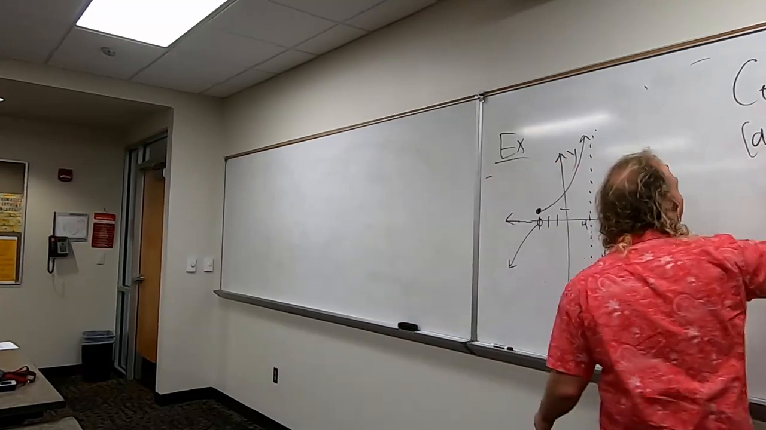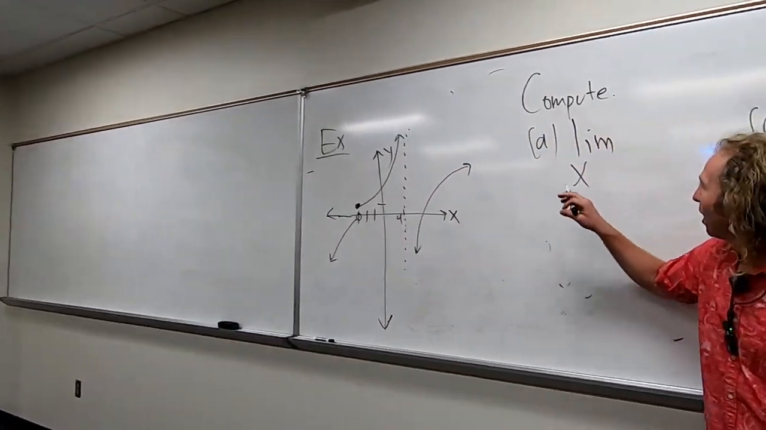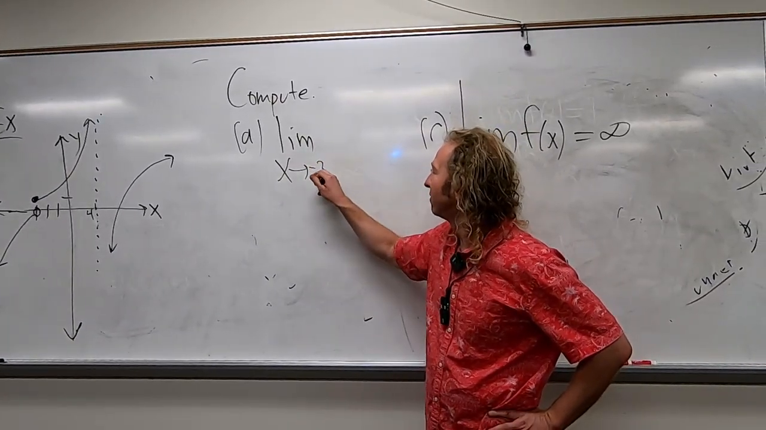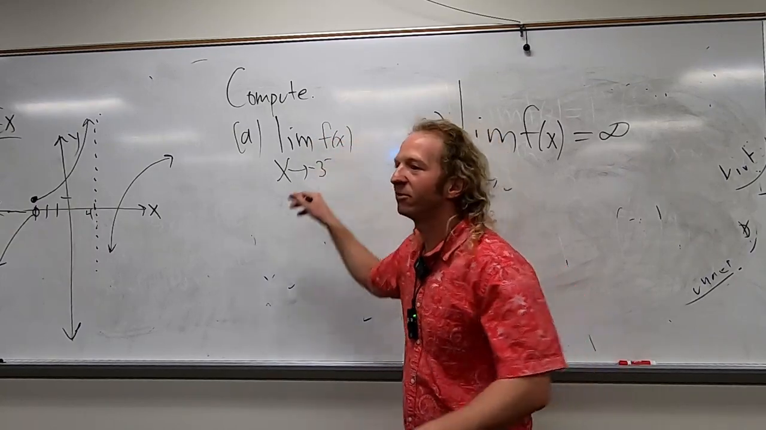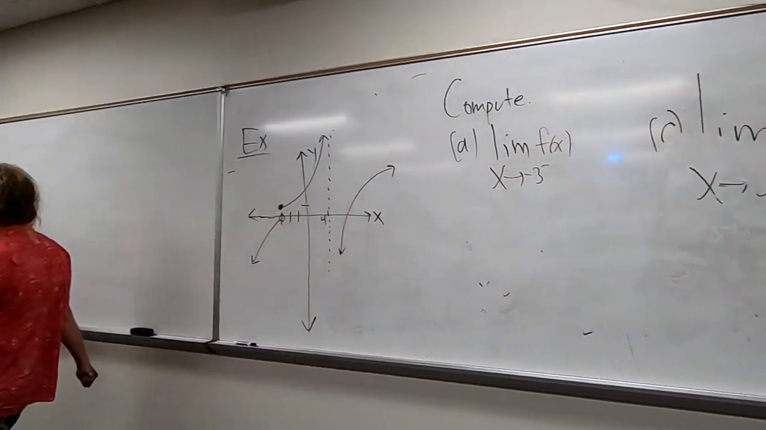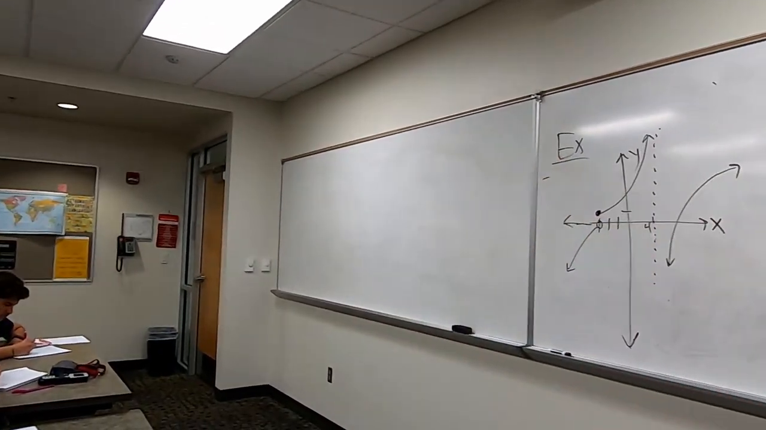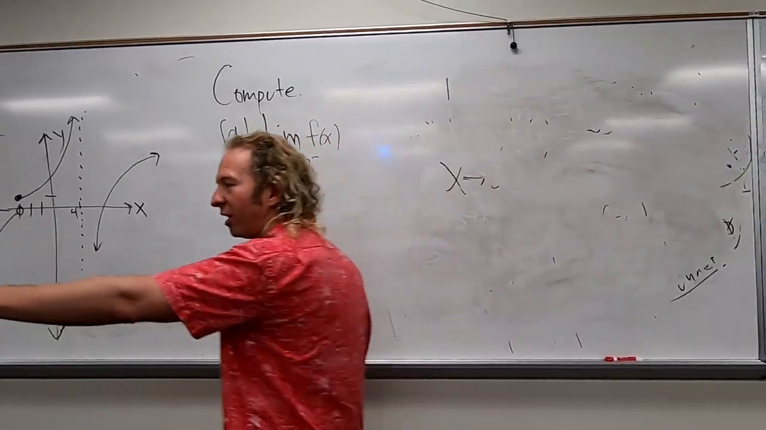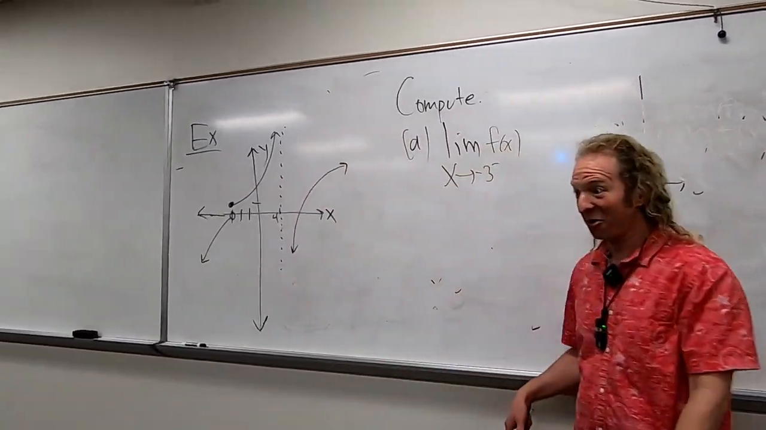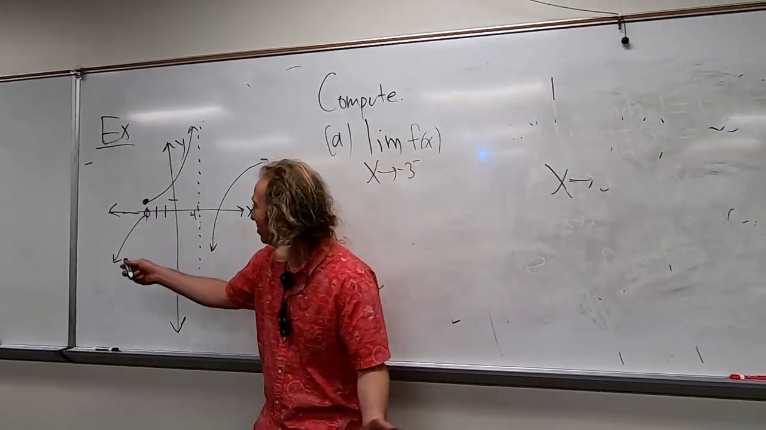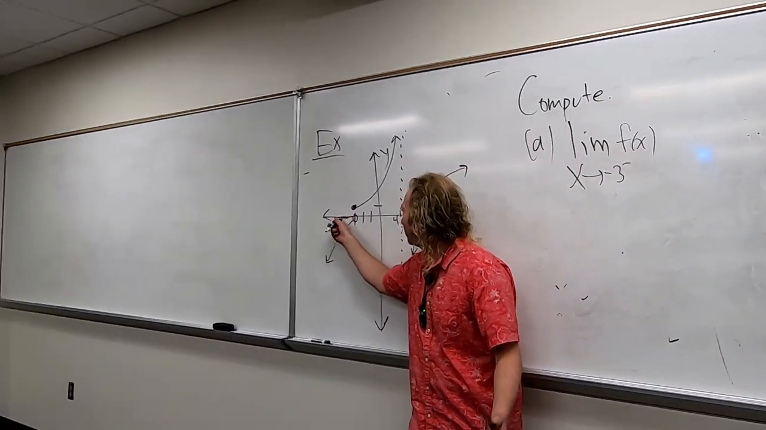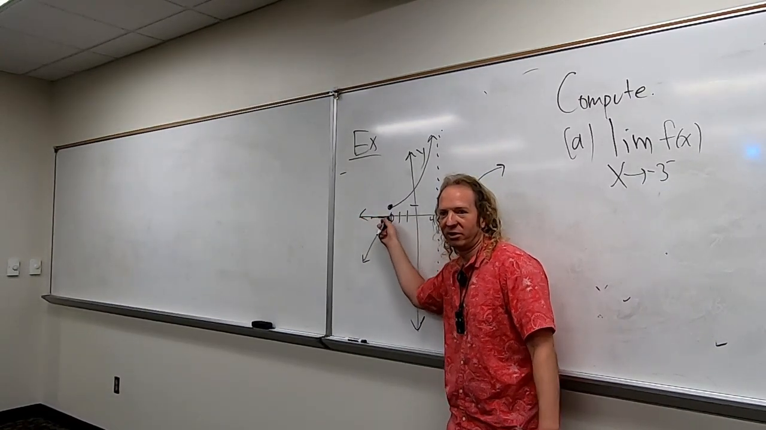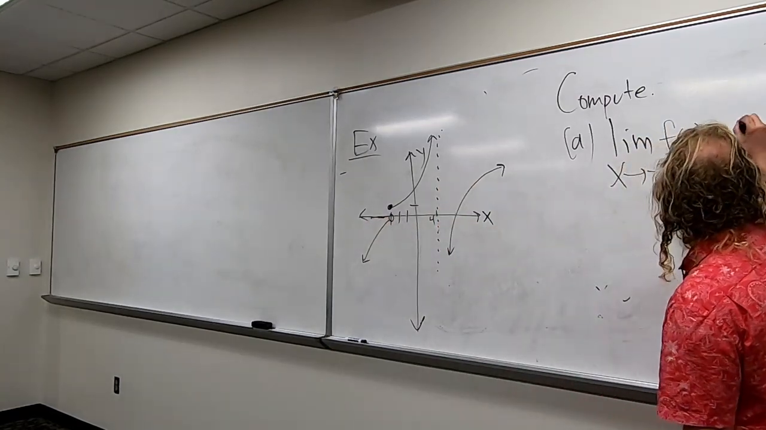Okay, so limit as x approaches negative 3 from the left. Negative 3 from the left. 0, very good. Who was it, Aaron? Very good, Aaron. Negative 3 from the left, the answer is 0, right? Because when x gets close to negative 3, the y value gets close to 0. You see that? So it's 0. That's it.